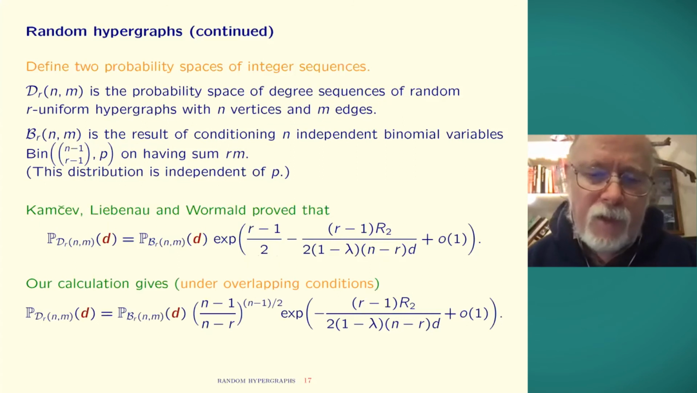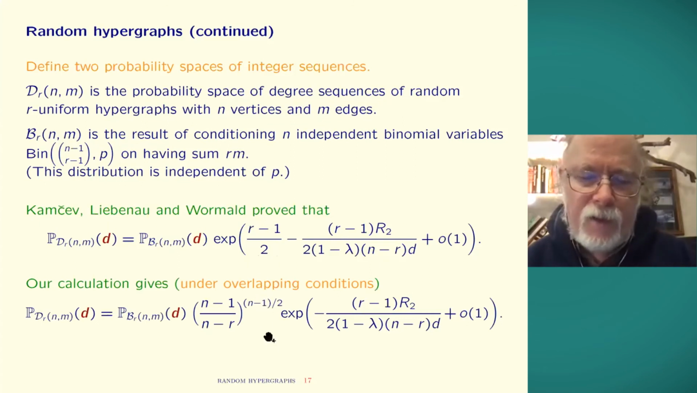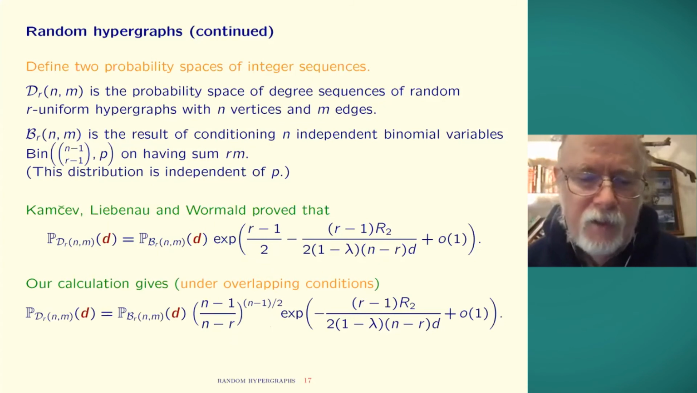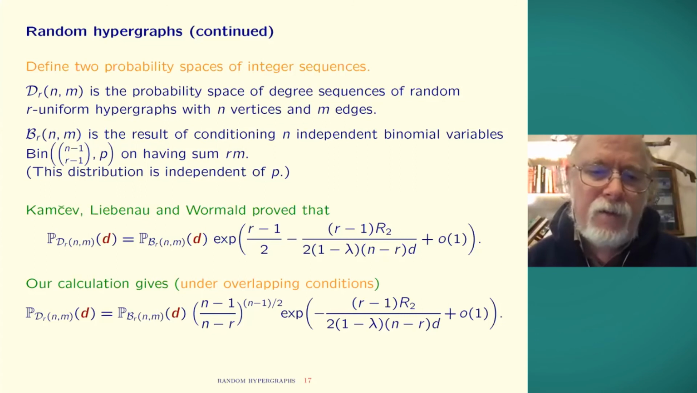We proved a similar theorem. Instead of (r minus 1) over 2, we've replaced it by this term in the front. And this is not a contradiction because these two theorems have different conditions. And where the conditions overlap, especially when the edge size is small, these two theorems agree with each other.